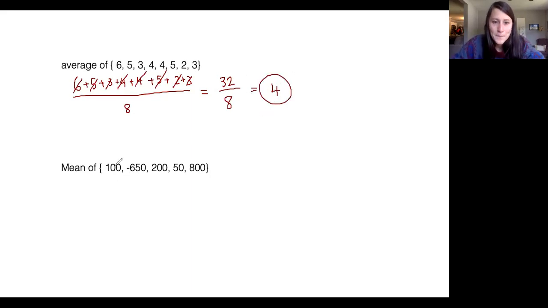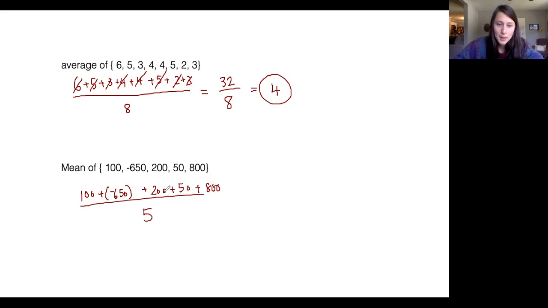All right, the mean of the set here. So I've got 100 plus negative 650 plus 200 plus 50 plus 800. I've got a set of big numbers, and I'm going to divide all that by 5. So let me add my positives first. So 100 plus 200 plus 800 is 1,100.